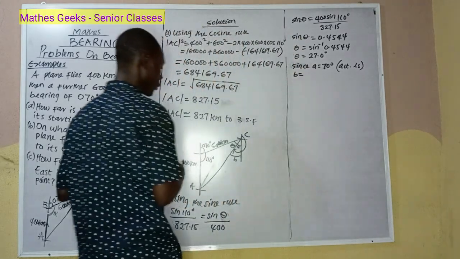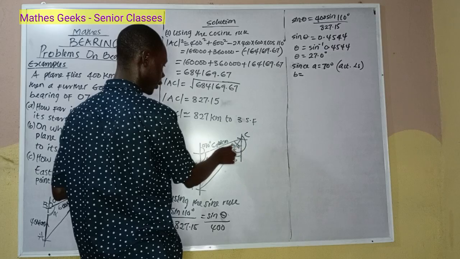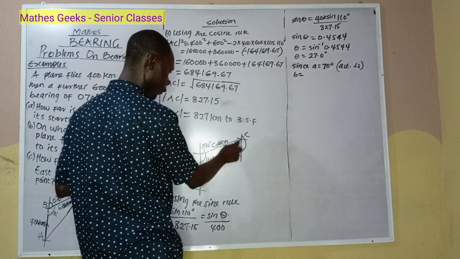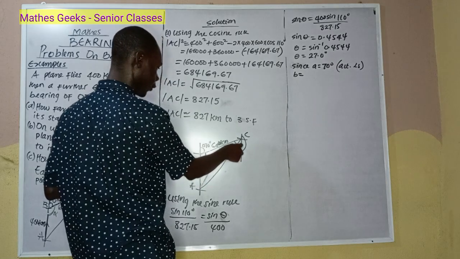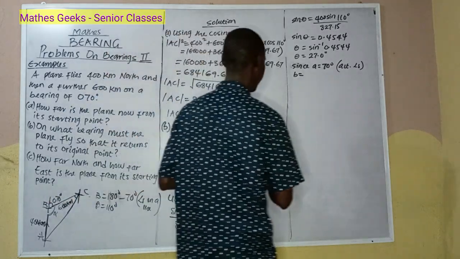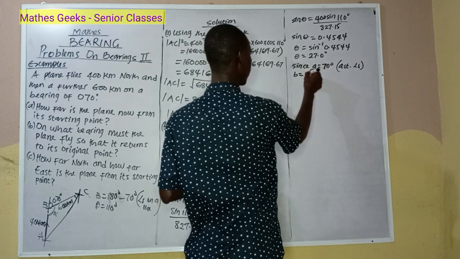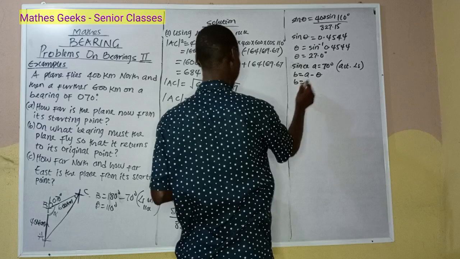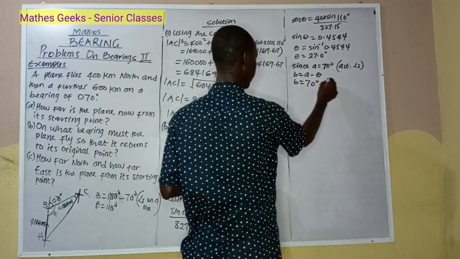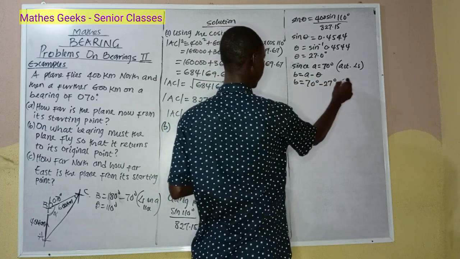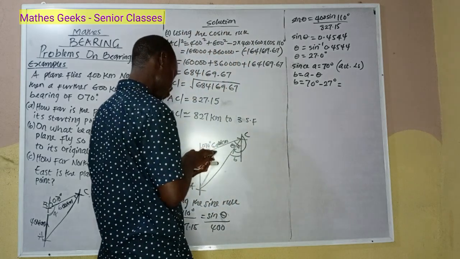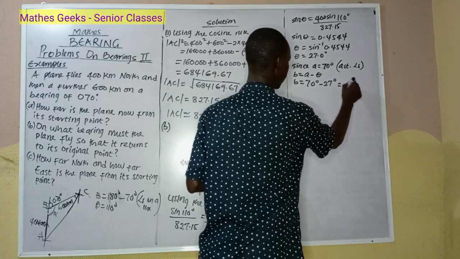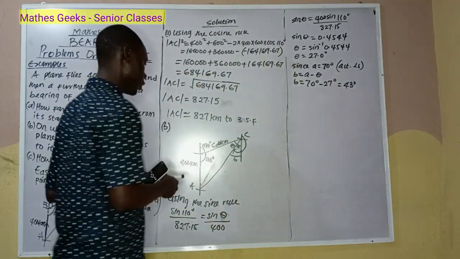B is equal to A minus theta. A is from this line to here, and theta is from here to here. So if you remove theta from A, we get B, which is just from here to here. B is equal to A, which is 70 degrees, minus 27 degrees, 70 minus 27, which gives 43 degrees. So B is 43 degrees.